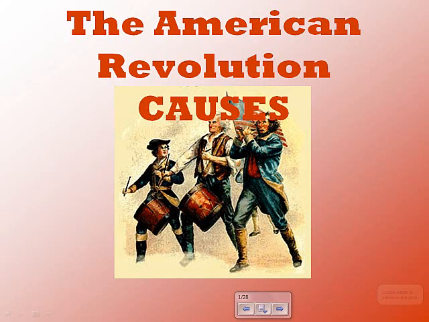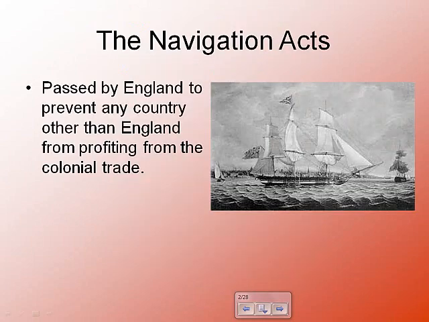All right, you're going to use this podcast to fill in your notes for the causes of the American Revolution. First, we have to think about the Navigation Acts. This is a review from Chapter 2. These were laws passed by England to prevent any country other than England from profiting from the colonial trade.